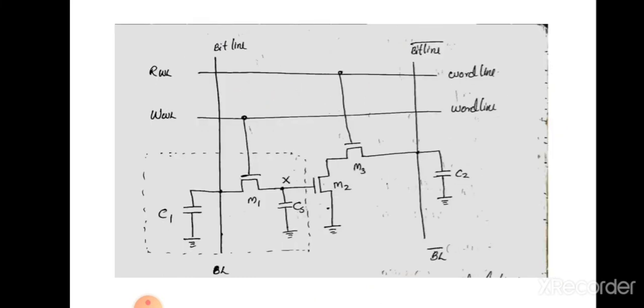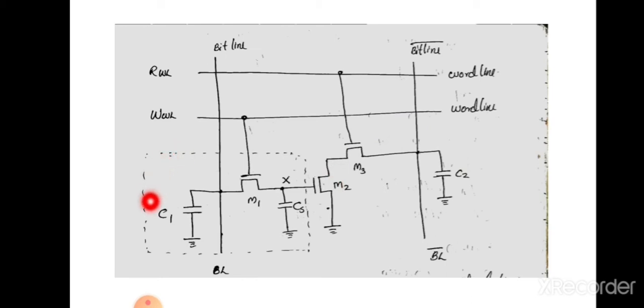So here in the case of write operation, you can see this section. I have marked it in a rectangle. This section is mainly active during the write operations. So M1, CS and C1 mainly work in the case of write operations. And here for writing we will be taking bit line as input lines. The M2, M3, C2 section acts mainly in the case of read operations.